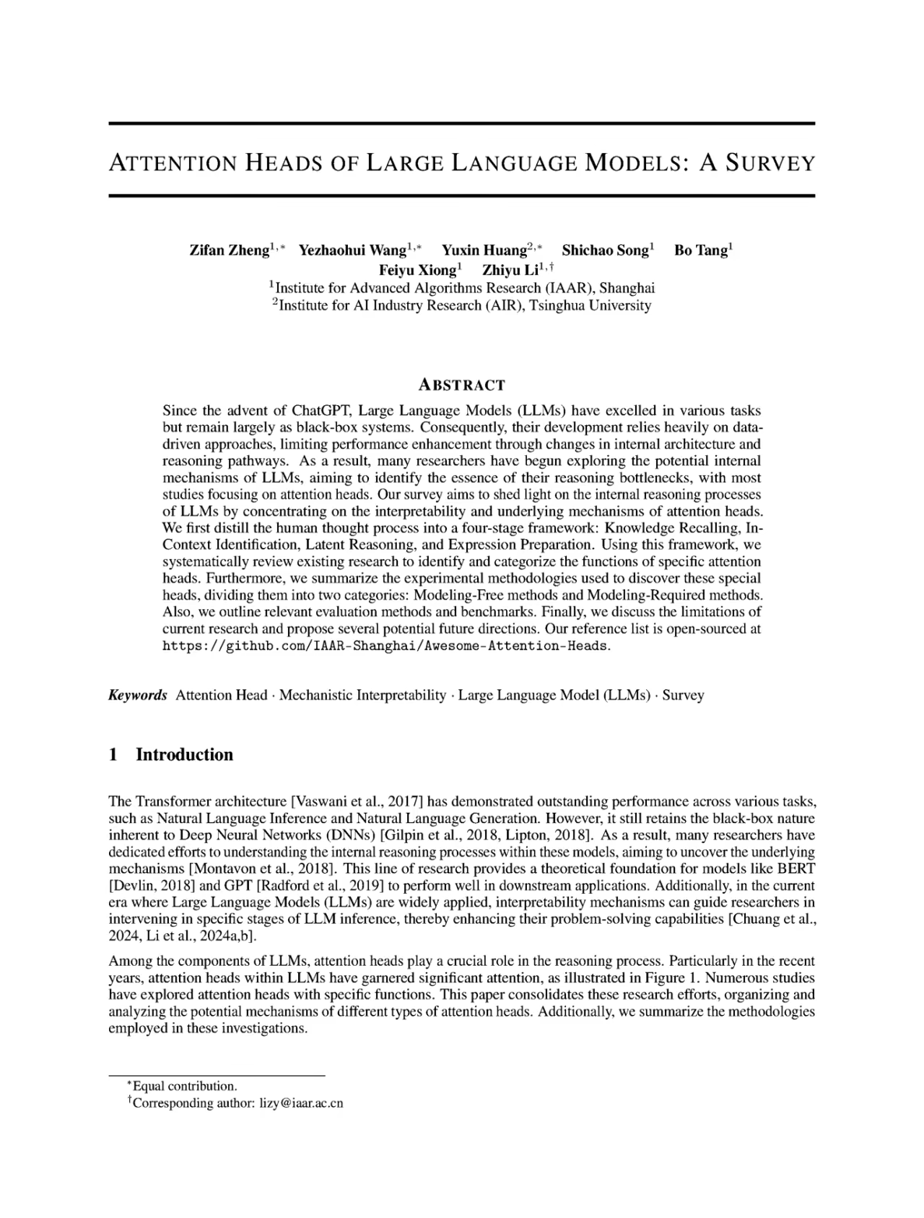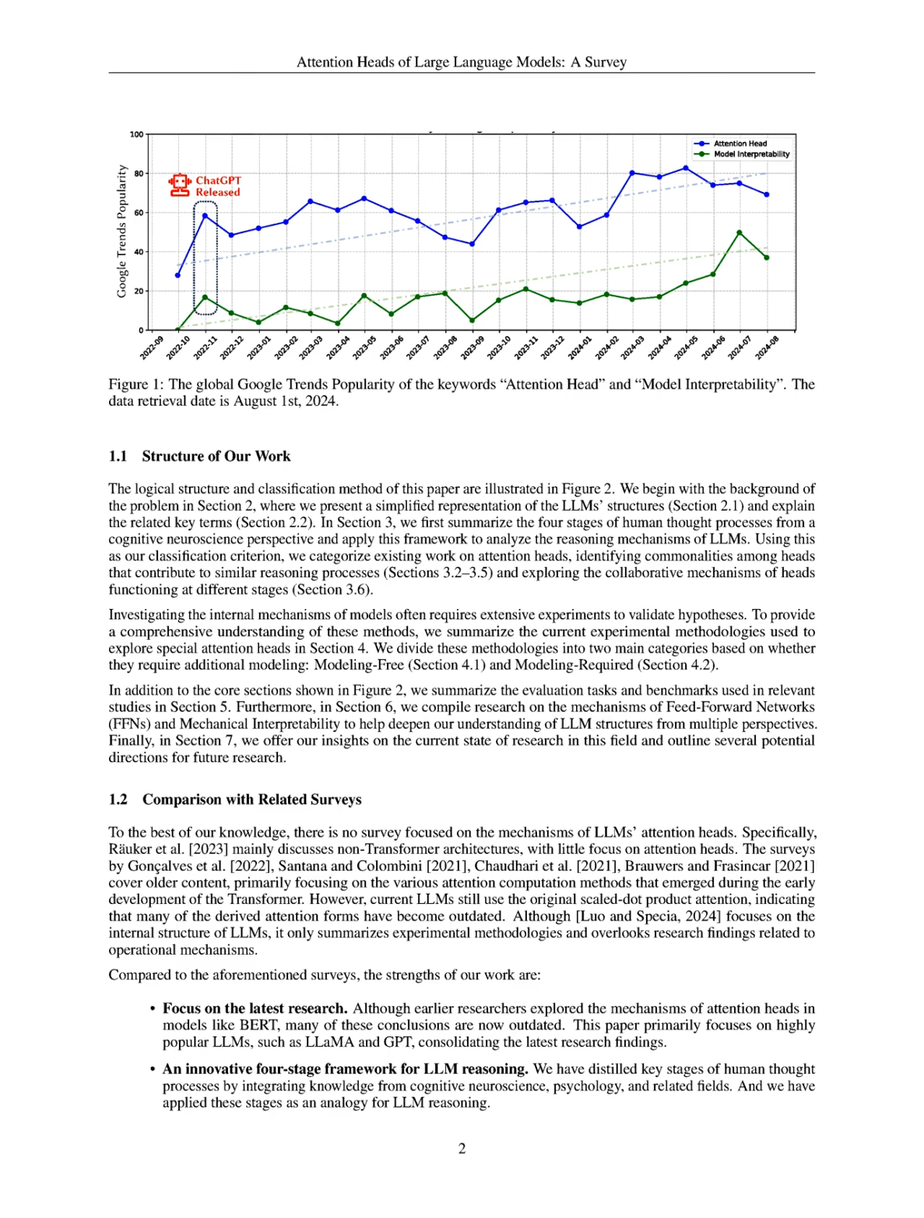We identified specific attention heads that excel in each stage, such as memory heads for KR, syntactic heads for ICI, and induction heads for LR, demonstrating how these heads collaborate to enhance reasoning capabilities. Our findings indicate that while many attention heads focus on ICI and LR, fewer are dedicated to KR and EP, suggesting a potential area for further exploration.